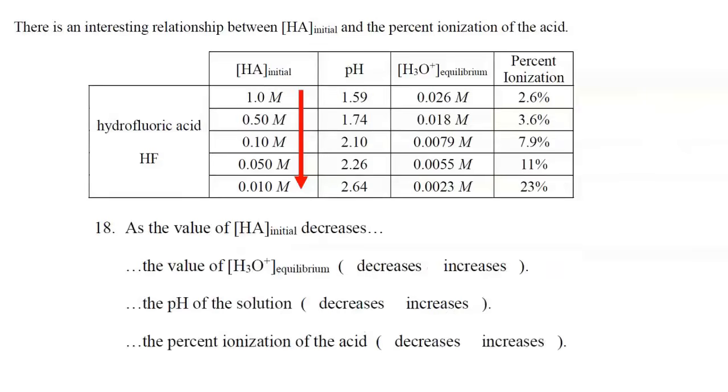So here is question 18. Based on this data, we can say that as the value for the initial concentration of the acid decreases, the value of the concentration of the hydronium ion also decreases. The pH of the solution increases, but here is that surprising result. The percent ionization of the acid actually increases. Now, how can we explain why, when you dilute a weak acid, the percent ionization of the acid actually increases?